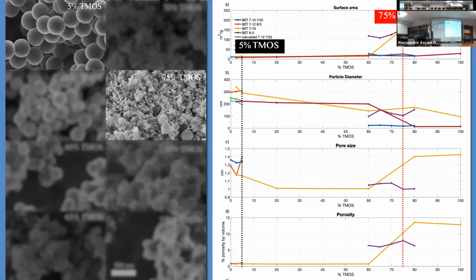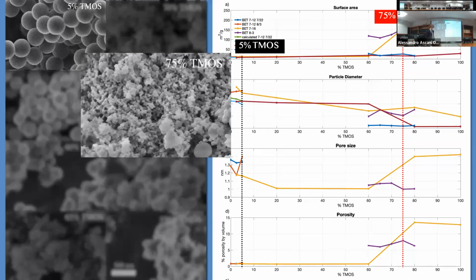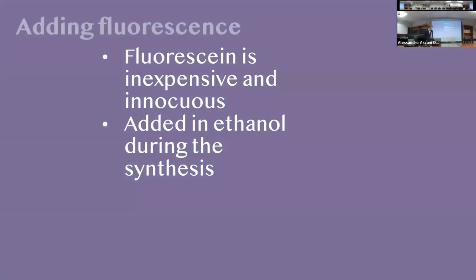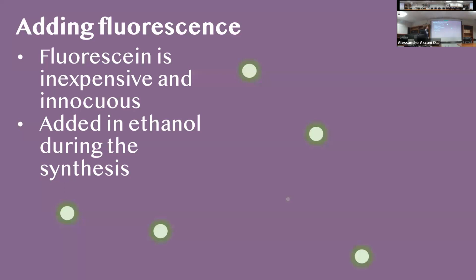Now that we have our particles that are highly porous and able to encapsulate a fluorophore, we need to add a fluorophore, and we need to test how these particles actually change the properties of the fluorophore. So, going into the adding of the fluorescence, we decided to test the particles using fluorescein.